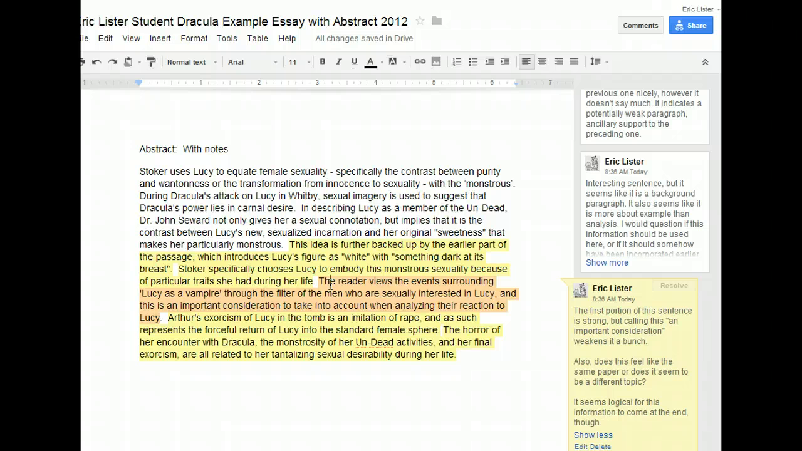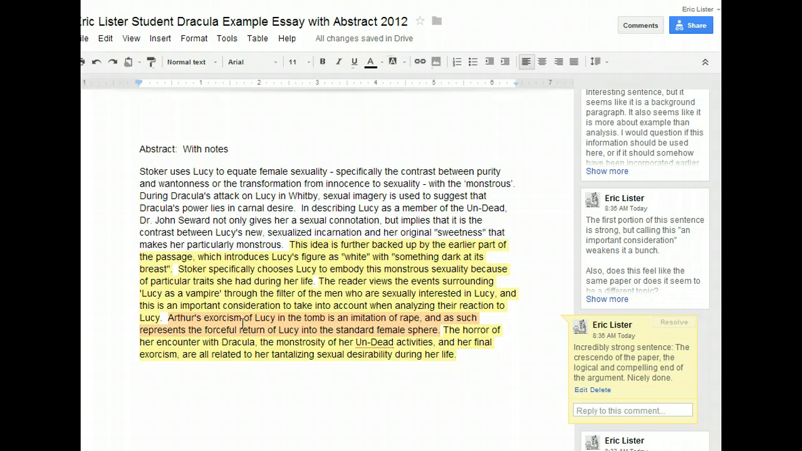There's a weird thing that happens in this sentence. The reader views the events surrounding Lucy as vampire through the filter of men who are sexually interested in Lucy. Good. That part I'm interested in. That's great. But look what happens with the conjunction. And this is an important consideration to take into account when analyzing their reaction to Lucy. That's a throwaway second half of that sentence. That topic sentence has a weak second half. It has passive verbs, and it's going to give examples only. I think you guys can see that there.